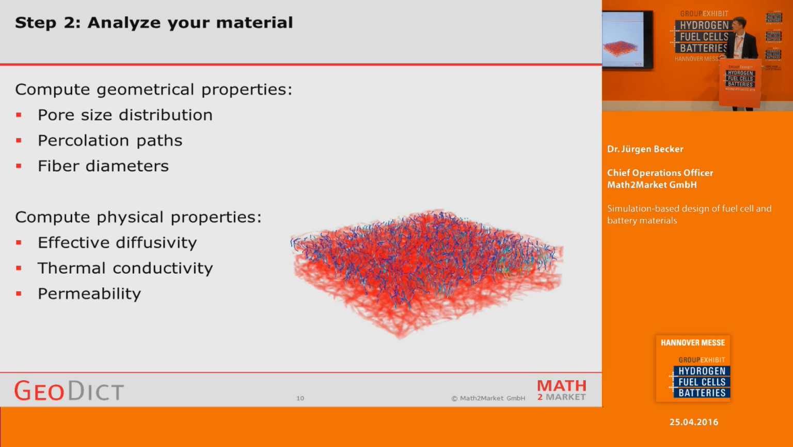The second step is then you can analyze those structures that you have imported from the CT scan. You can compute the pore size distribution, the percolation paths, fiber diameters. You can also compute physical properties like flow, diffusion, or mechanical stability.